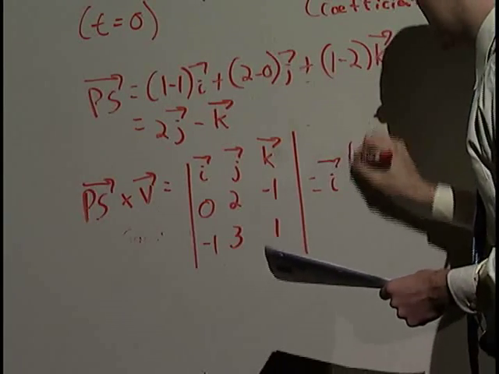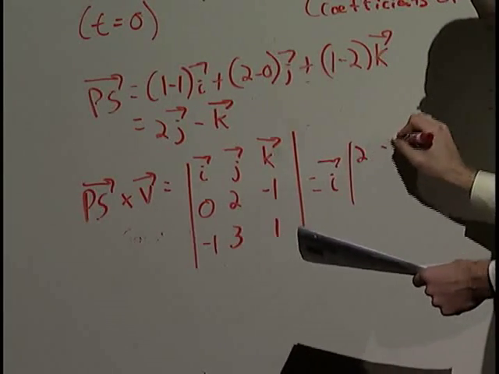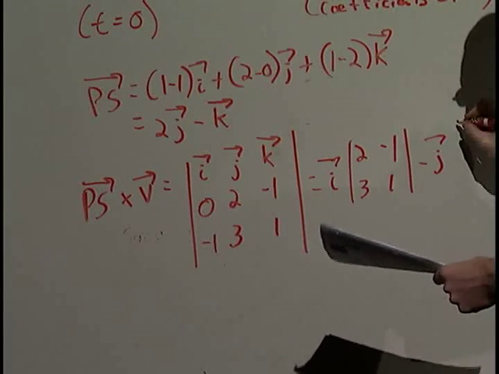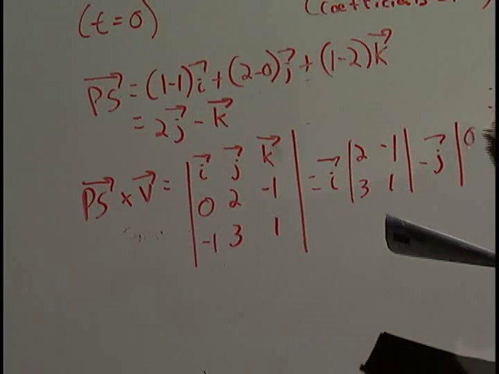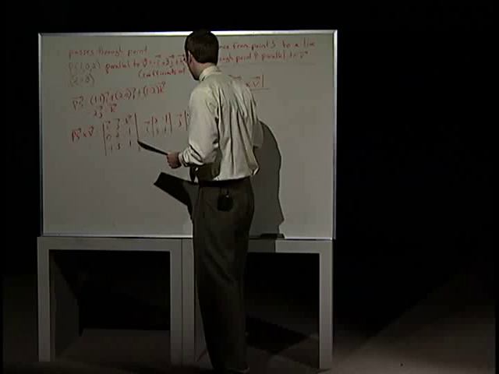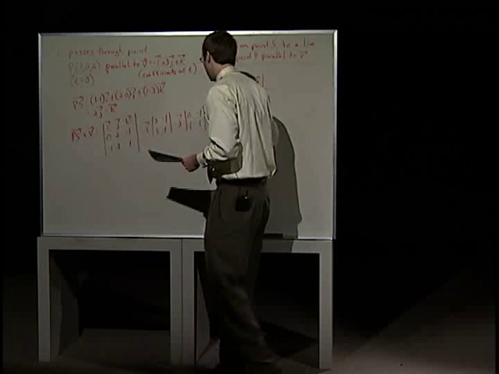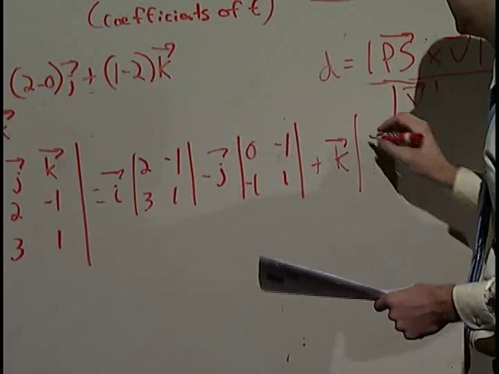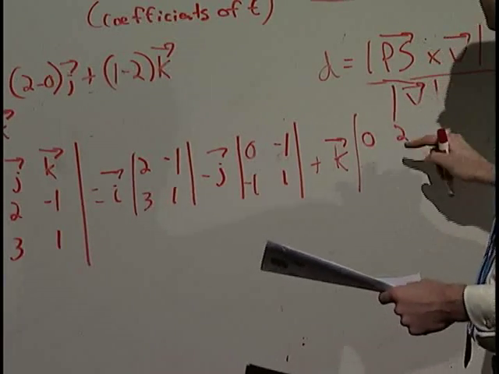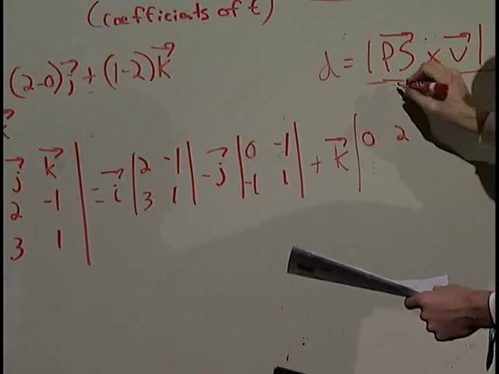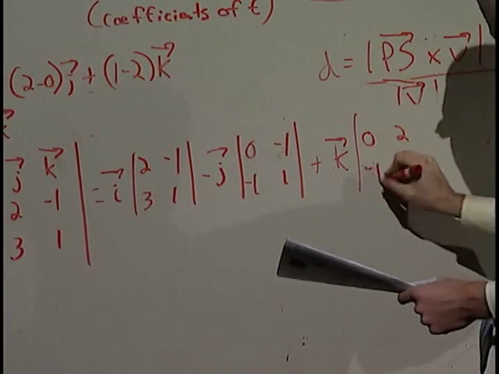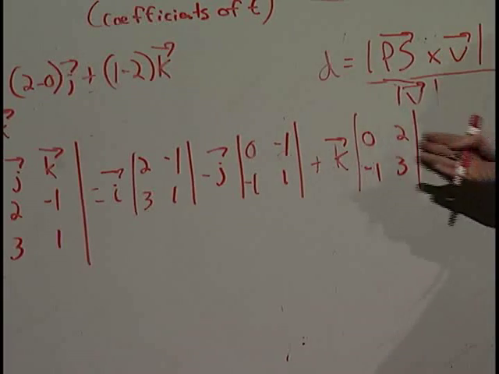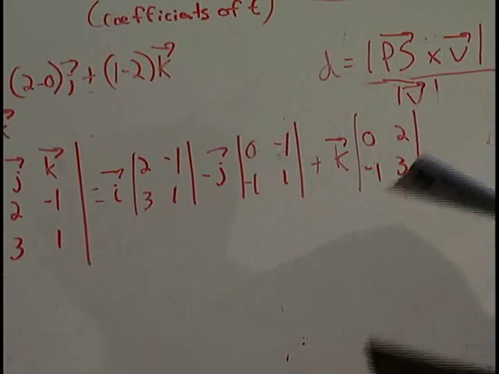This is i times the 2 by 2, 2, -1, 3, and 1, minus j times the 2 by 2, 0, -1, -1, and 1, plus k, 0, 2, yeah, it looks kind of like it's in the matrix, doesn't it? 0, 2, -1, and 3. So there's our determinants. We're used to this by now, hopefully. Okay, we'll work this out here.